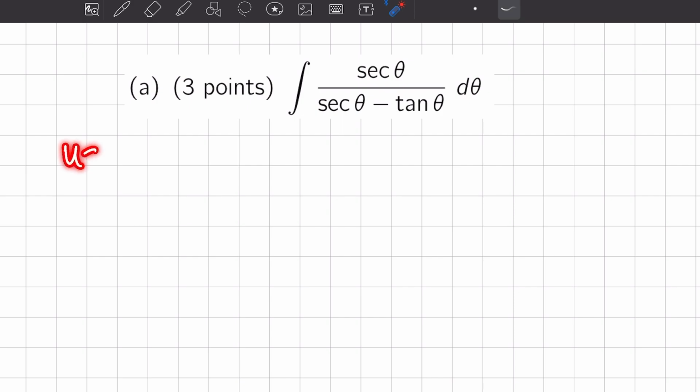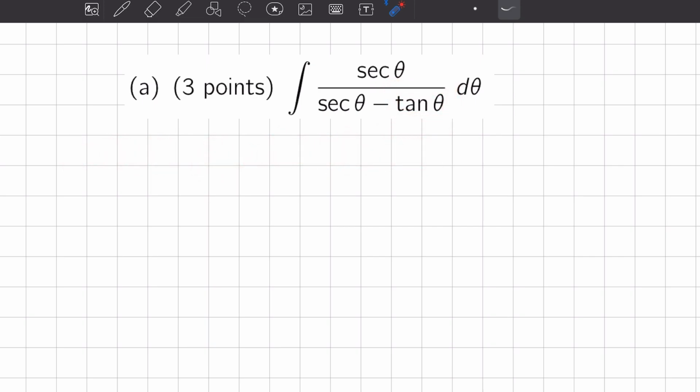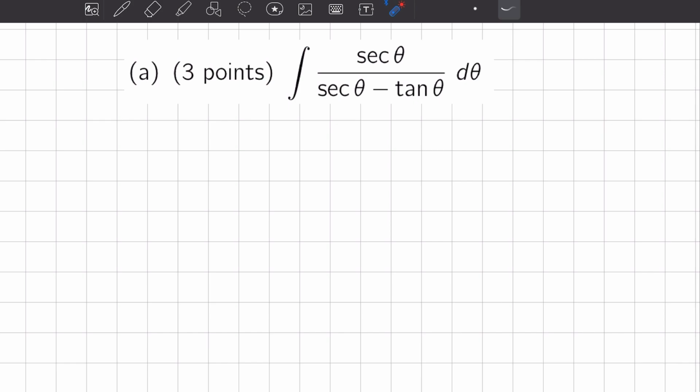However, if we let u to be secant theta, we will have a big problem. First, how will we write tangent of theta? And the second is, if we differentiate this one, we have secant theta, tangent theta, d theta, and as we can see, we do not have that in our integrand. So instead of using u substitution, let us try to do some algebraic manipulations.